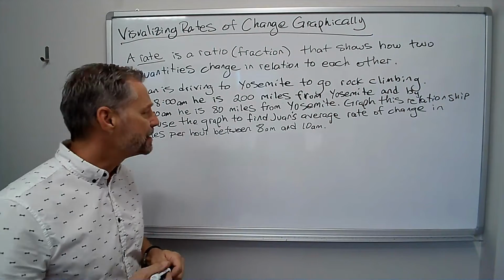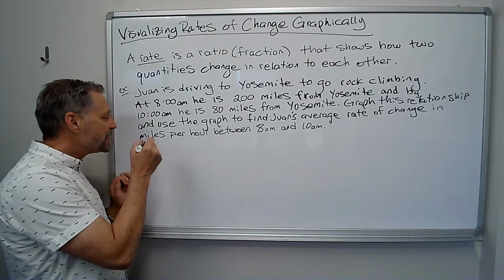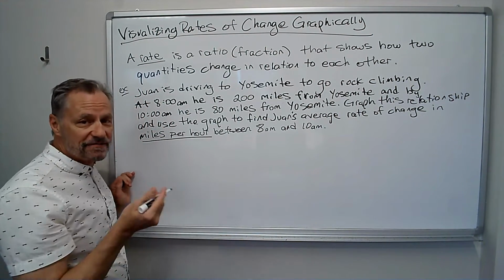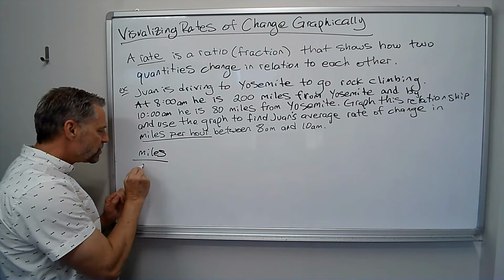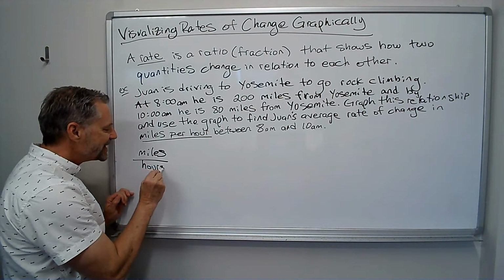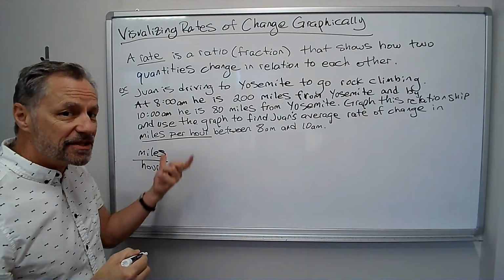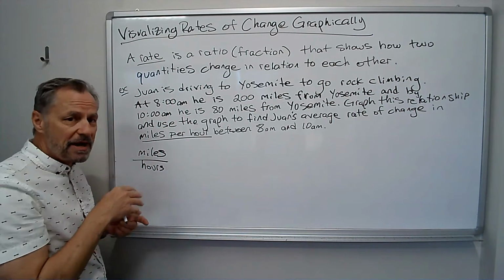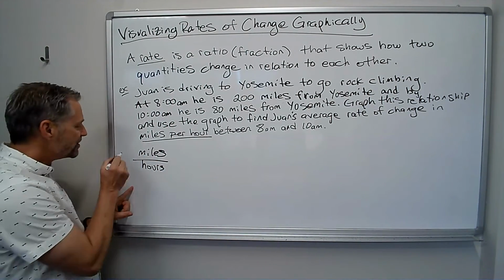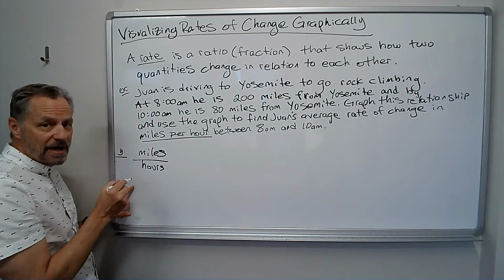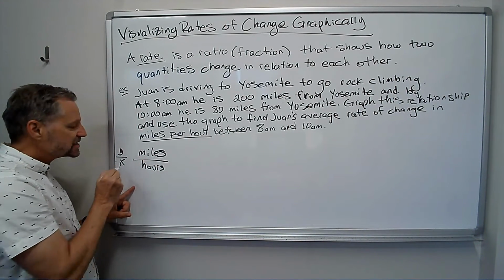a.m. and 10 a.m. So notice they're talking about miles per hour as the rate of change they want to look at. So we're looking at miles over hours. That's my ratio or my fraction that I'm talking about. This is how I'm comparing the two. Typically, whatever is on top is my y variable. So we're going to use y as my miles, and x is my hours.